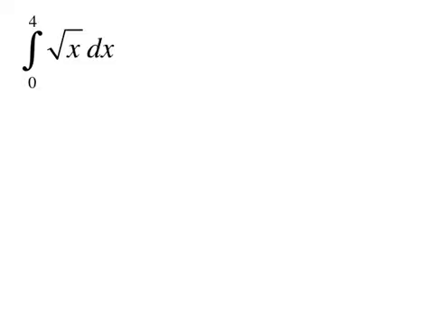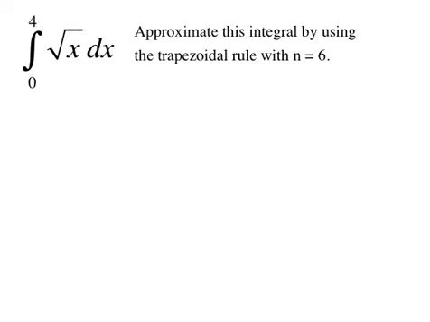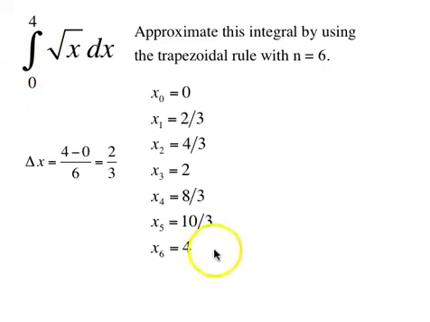Okay, next up, we're going to take the integral from 0 to 4 of the square root of x. I want to approximate this integral by using the trapezoidal rule with n equals 6. So from 0 to 4, we're going to break it up into 6 pieces. Change in x, 4 minus 0 over 6, or 2/3. So what's x sub 0, x sub 1, x sub 2, x sub 3, x sub 4, x sub 5, x sub 6? X sub 0 is 0, x sub 1 is 2/3, then 4/3, then 6/3. Then 8/3, then 10/3, then 12/3. So these are all the x values going up 2/3 each time.